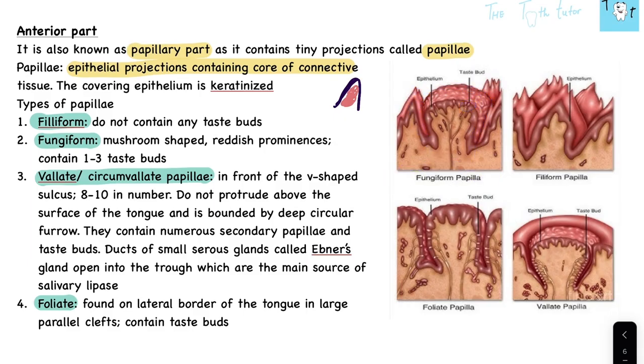If you zoom in, you will see this labeled as taste buds, and it has like 3 taste buds. And if you look at this one, it is the filiform papilla, so it has no taste buds, and it is kind of cone-like in shape.